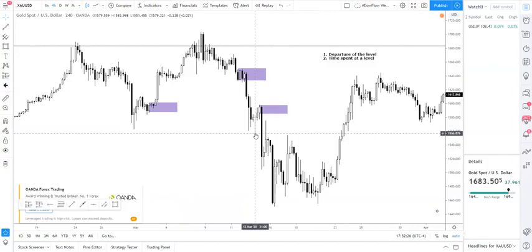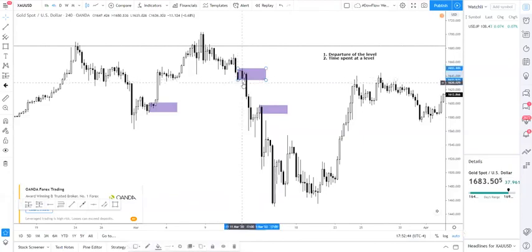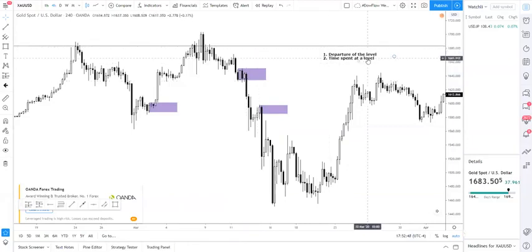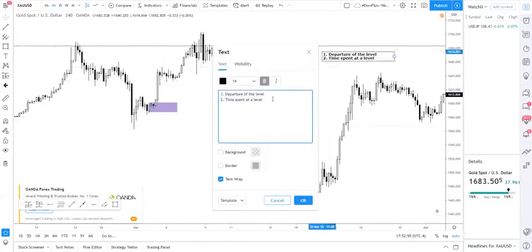The second factor that we look at is actually time spent at a level. If you look at this case study over here, or rather this region that I highlighted, you notice that it's consolidating for one candle, two candle, three candle, four candle, then starts selling down. As a general rule of thumb, let me just write it.